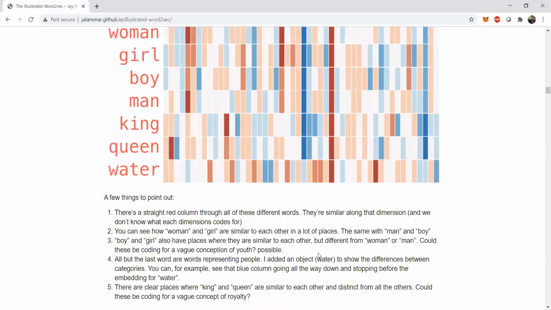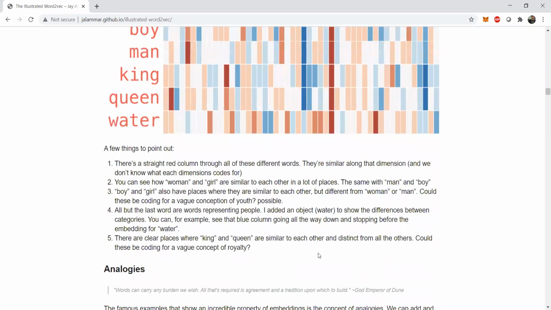A few things to point out is that, as I mentioned, there is a straight red column through different words. They are similar because there may be some features which are common to all of them.